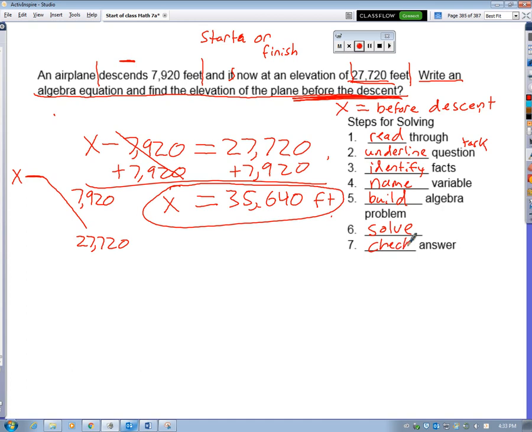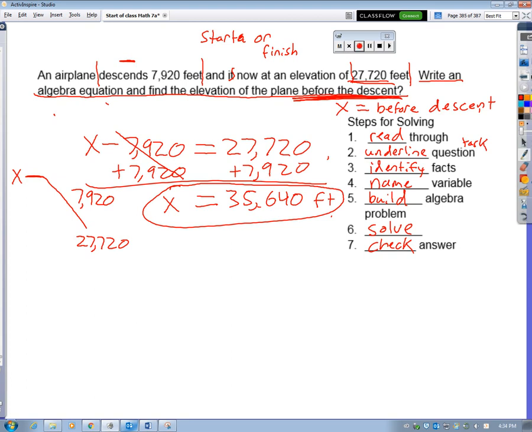Alright, check your answer. You can do that just the way I told you, or you could go and put your answer in here for x, 35,640 feet. Take away 7,920 feet and make sure you get 27,720 feet. Okay, make sure you get that number. That will tell you if you got the right answer or not.